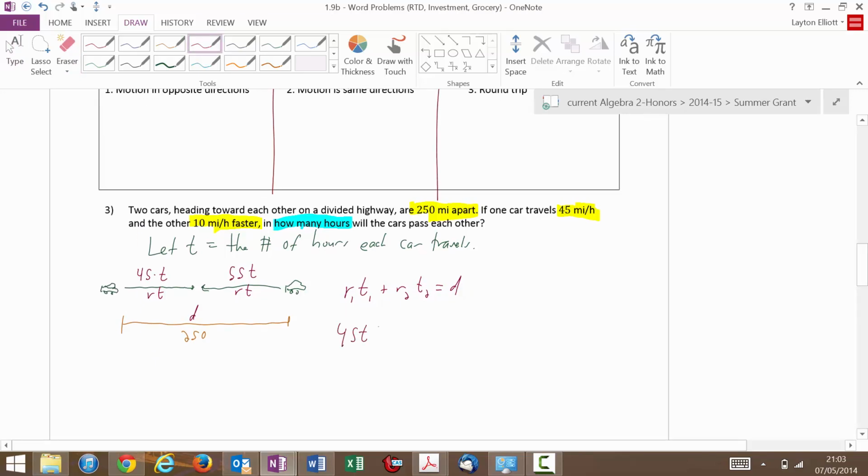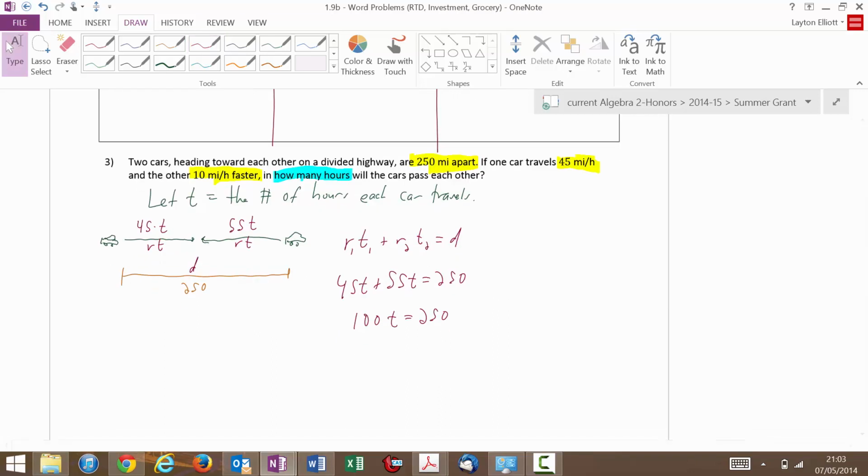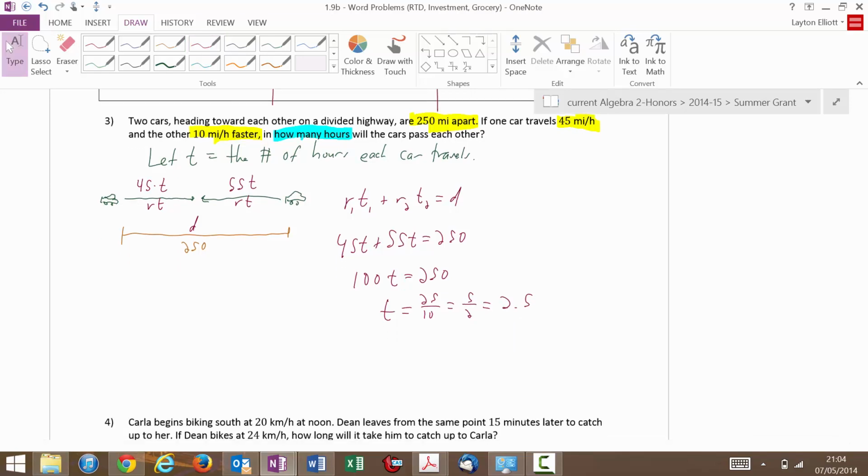45t plus 55t is equal to 250. Add the two of them up. You have 100t is equal to 250. Divide. We can cross the zeros out: 25 tenths, which is the same thing as 5 over 2. And we'll make this one a decimal, even though we don't like them that much, 2.5 hours. So the cars pass in 2.5 hours.